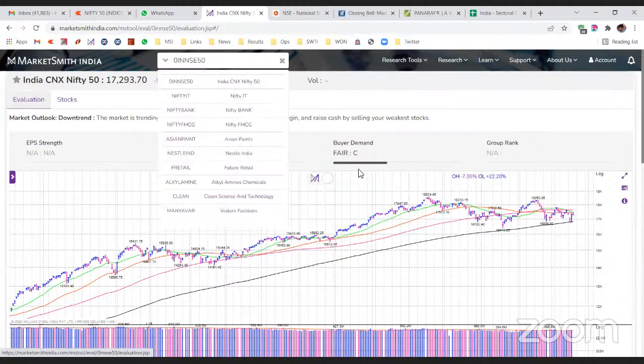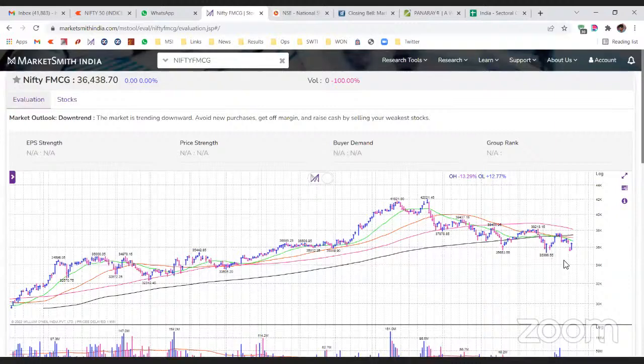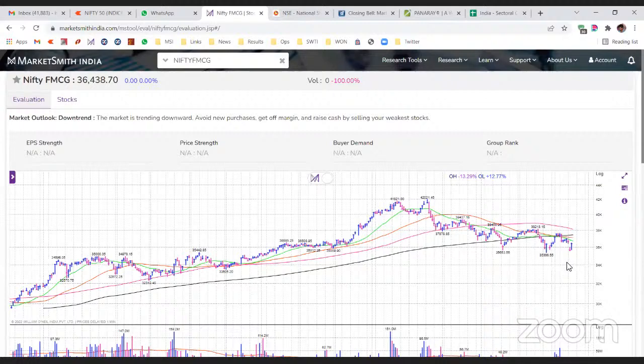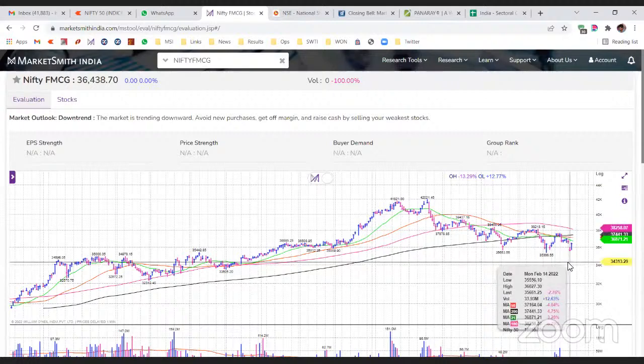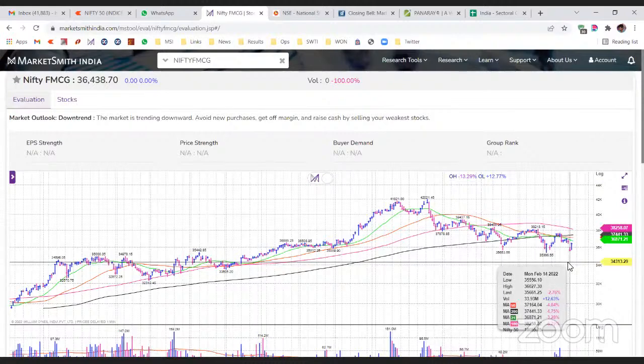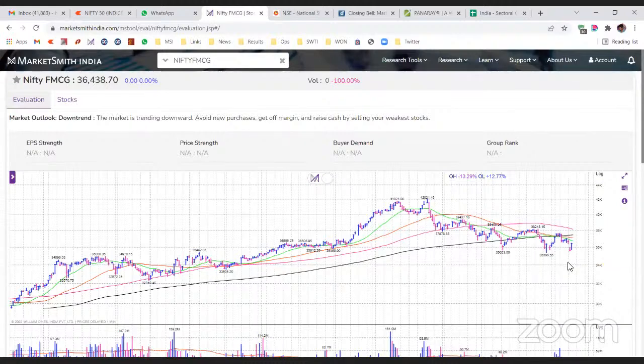One more index which impacts market movement is Nifty FMCG, which has more than 10% weightage. You can see on Monday it declined 2.8% and it breached. It is trading below all its key moving averages, that is 50, 200, and 100 DMA, which is not a good sign for growth investors who are looking to invest into FMCG companies.